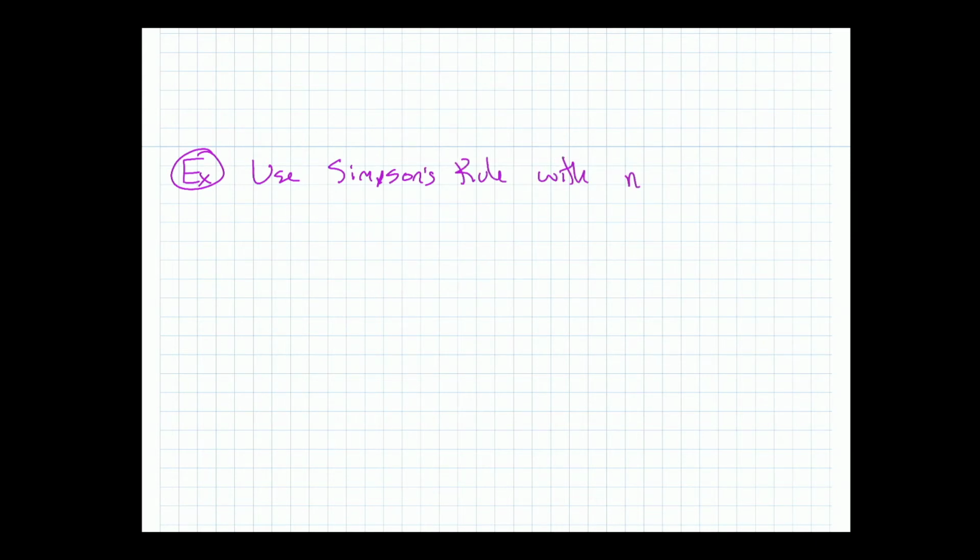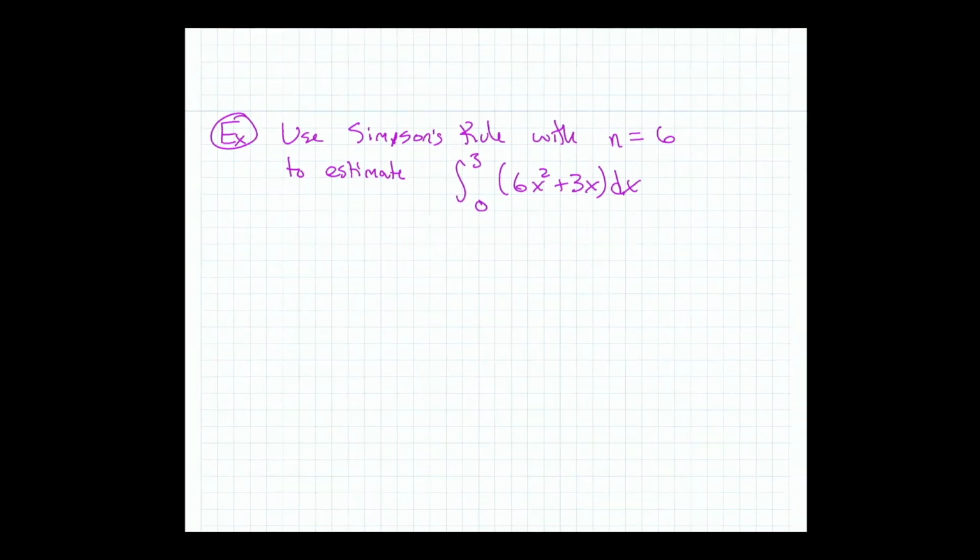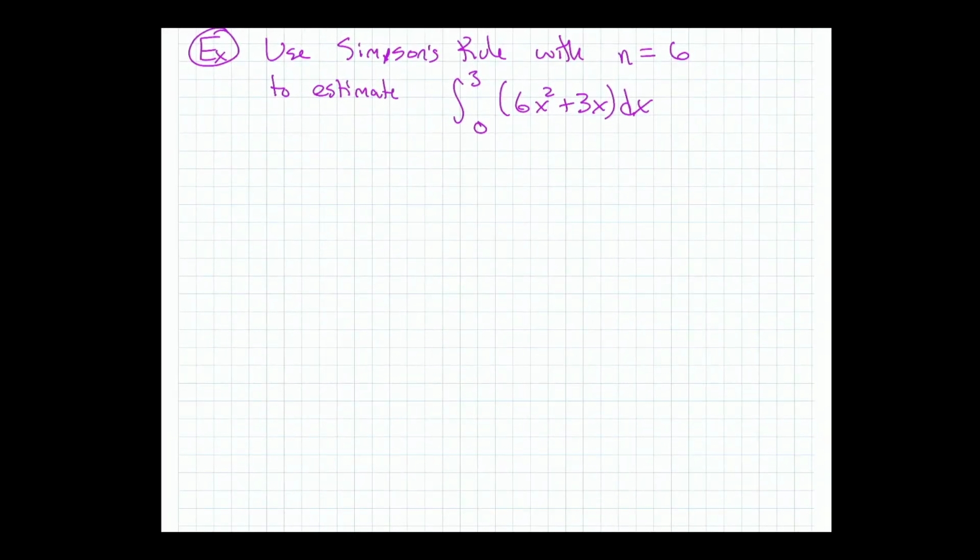With n equals, I'm going to go 6. This is going to be longer than the others just because I'm making it longer on purpose. To estimate, and we're not going to do any error stuff here, we're just going to estimate the integral from 0 to 3 of 6x squared plus 3x dx. This is a perfectly okay problem, just very straightforward Simpson's rule, and we're just going to go through it. So step 1.